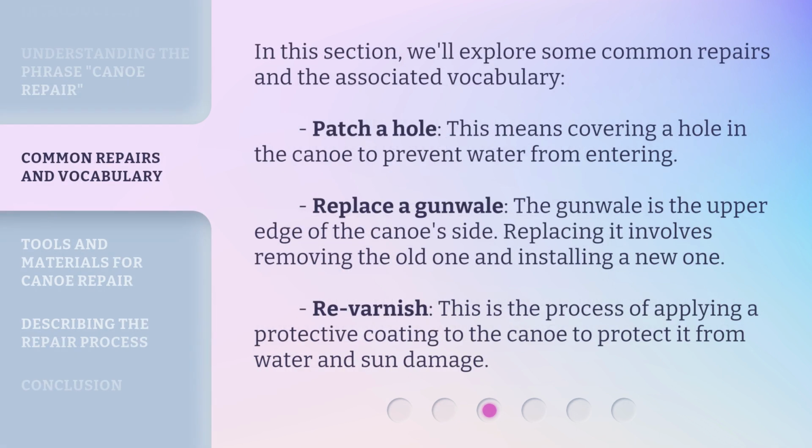In this section, we'll explore some common repairs and the associated vocabulary. Patch a hole. This means covering a hole in the canoe to prevent water from entering. Replace a gunnel. The gunnel is the upper edge of the canoe's side. Replacing it involves removing the old one and installing a new one. Revarnish. This is the process of applying a protective coating to the canoe to protect it from water and sun damage.